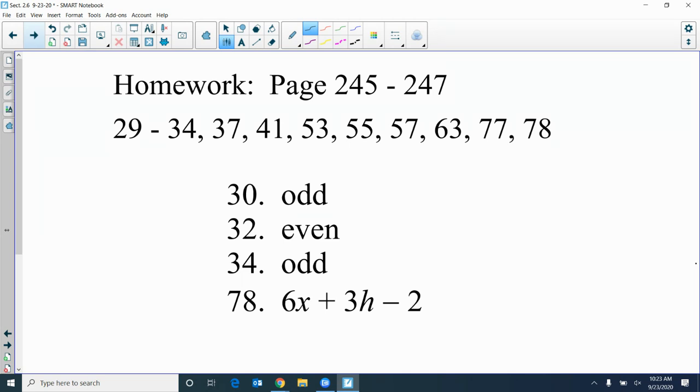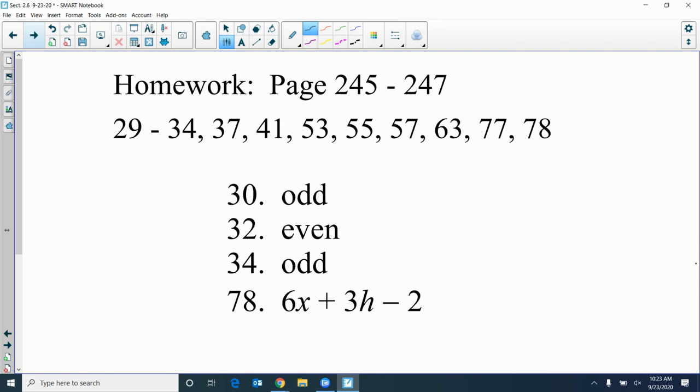All right, what's the answer for 77? 4x plus 2h plus 3, we agree? Yeah. Okay, 4x plus 2h plus 3. Does it have to be in that particular order? No, it doesn't have to be in that order, just as long as the signs are right. Anything else? Anything you need to touch on?